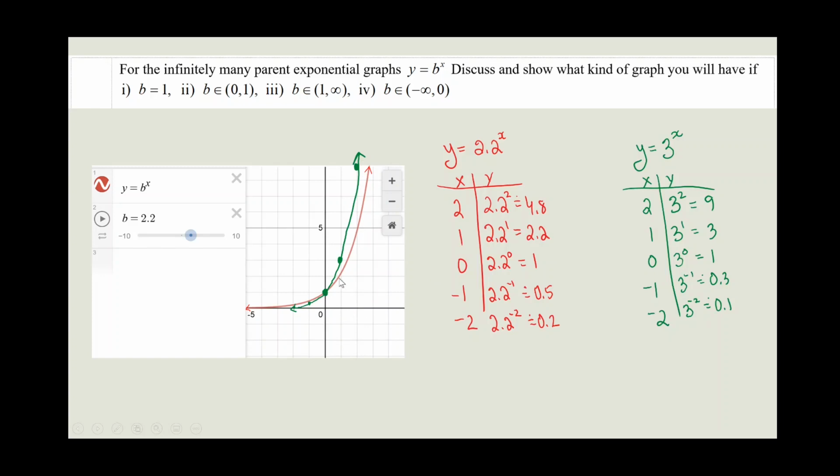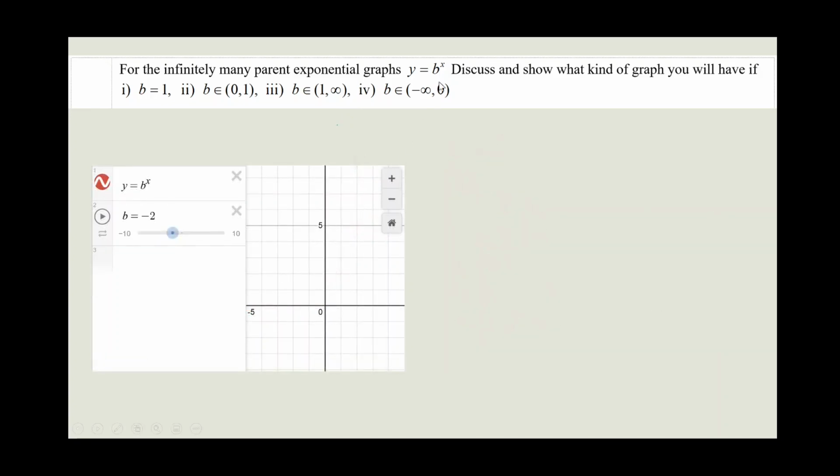Again, just like the other one, they both have similarities, so they both go through a y-intercept of 1. They still have the horizontal asymptote at 0, but this time it's on the left edge instead of on the right edge. And when you read this from left to right, both of these graphs will rise. So we call it the growth graph. If the base is bigger than 1, we're going to have exponential growth.